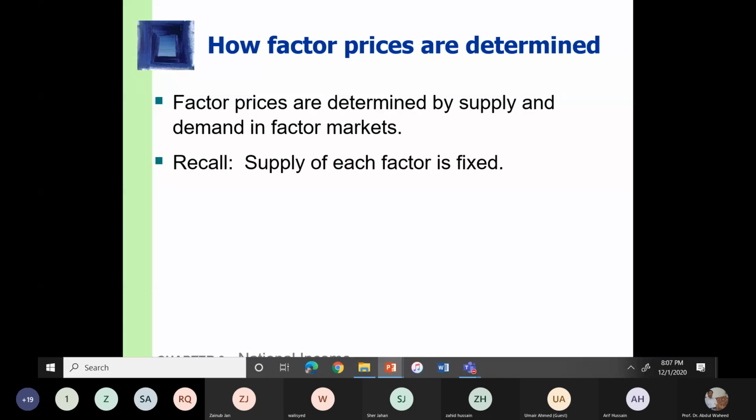So in our case, the supply of each factor is fixed. We have assumed that the labor supply is fixed and the capital supply is fixed. Then the question is, what about the demand? What about the demand for labor? What about the demand for capital?